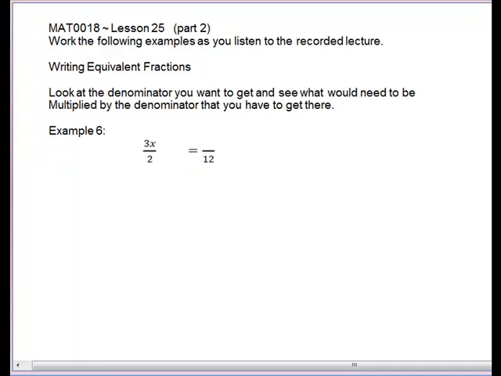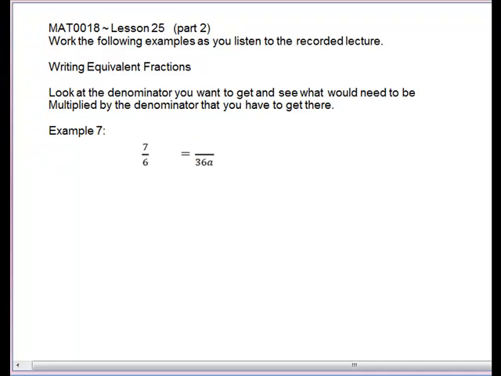For our next example, our fraction we have is 3x over 2. We'd like to get an equivalent fraction with a denominator of 12. So check your denominators to see what's missing. You have 2, you want a 12. You need to multiply by a 6. So do the same to the numerator. And 6 times 3x gives us 18x. So 18x over 12 is an equivalent fraction to 3x over 2.